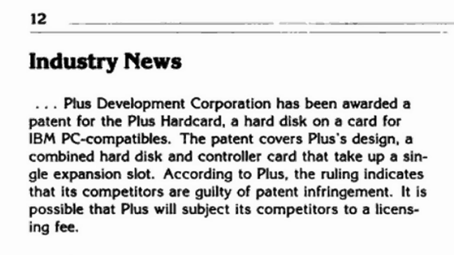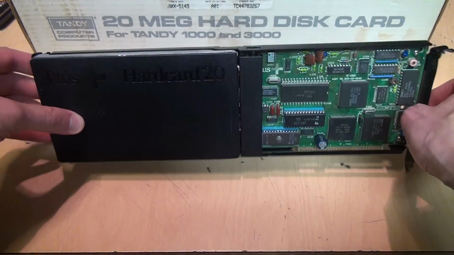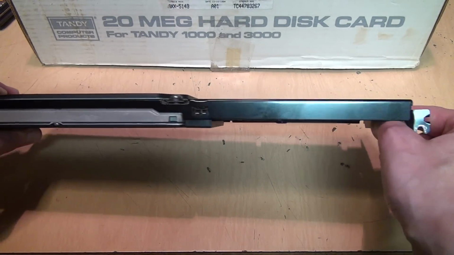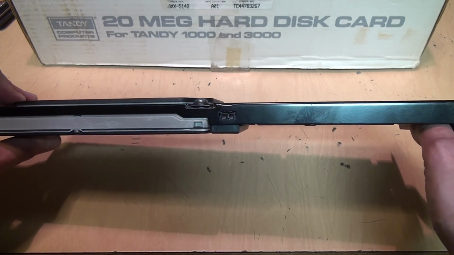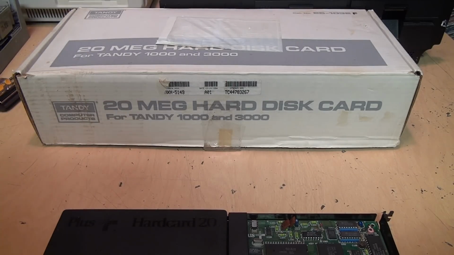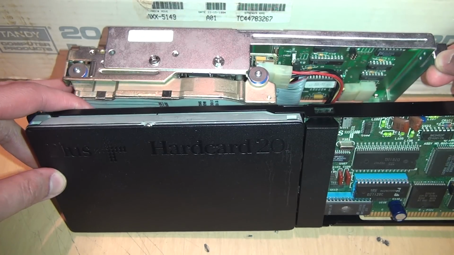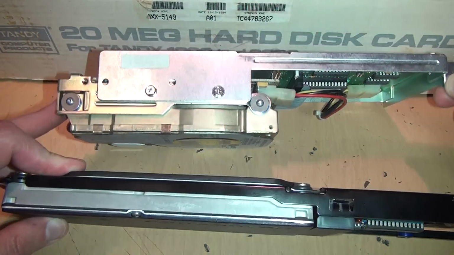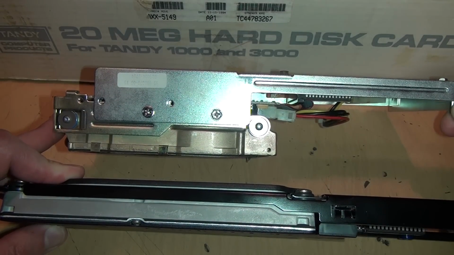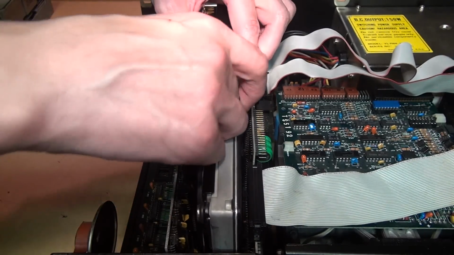The Plus Development Corporation was granted a patent for the hard card in 1987, but the only part of that patent they were able to enforce was the innovation of truly integrating the hard drive into the card and making it thin enough to fit into a single expansion slot. So if you compare the hard card with the hard disk card that Tandy sold, maybe you can tell by the size of the box that it's a lot thicker. So they couldn't stop other companies from making hard drive cards, but none of them could be as thin as the original hard card. So unlike its chunky competitors, the hard card will fit neatly between two full-length expansion cards with room to spare.